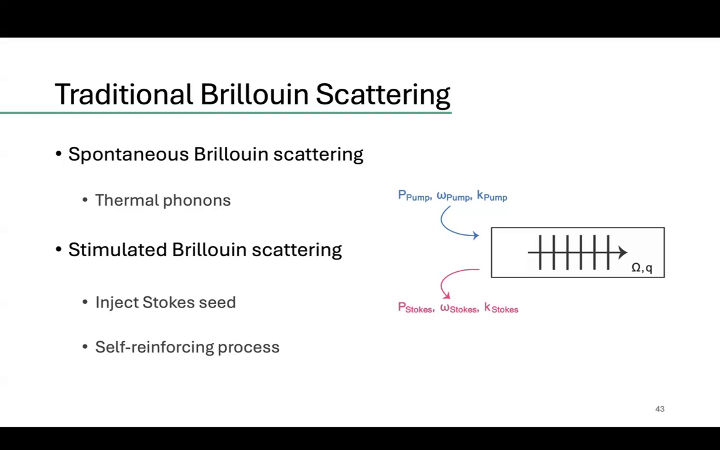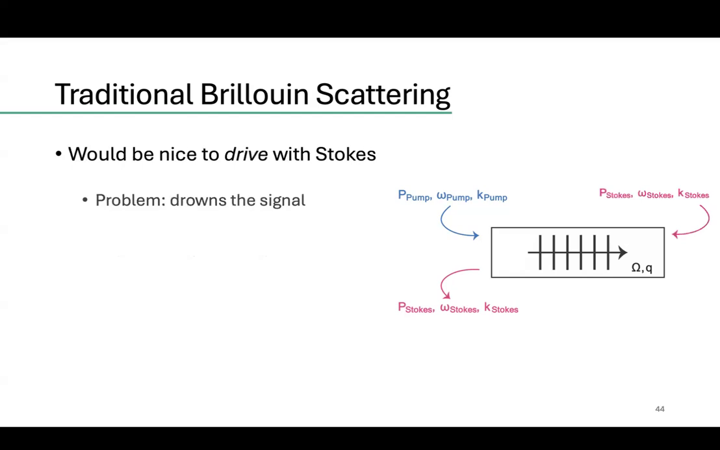That's pretty good, but wouldn't it be nice if we could just skip to the chase, and inject a very high power Stokes field of our own, right? Just inject a high power laser right at the Stokes frequency and pummel the acoustic field, driving it very high immediately, instead of letting the gradual process of pump and Stokes in traditional stimulated Brillouin processes. However, the problem is easy to witness here.